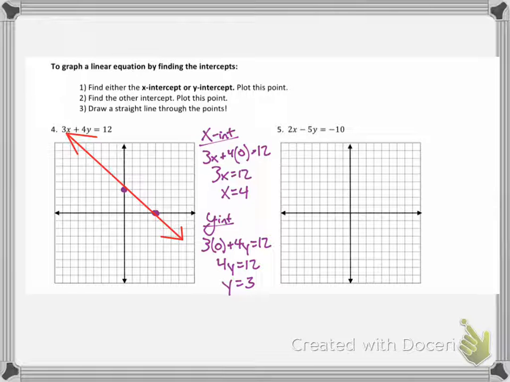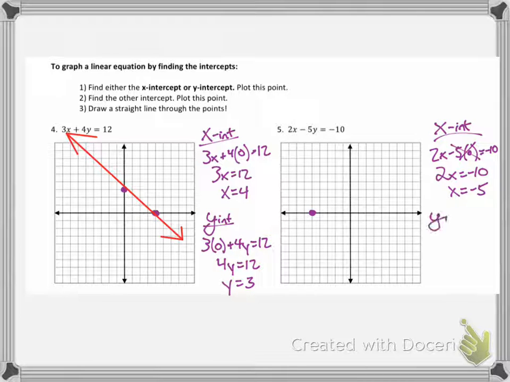Do the same thing in number 5, same type of problem. So again, find the x-intercept. I'm going to plug in 0 for y. So that gives me 2x equals negative 10. That means the x-intercept would be at negative 5, comma 0.